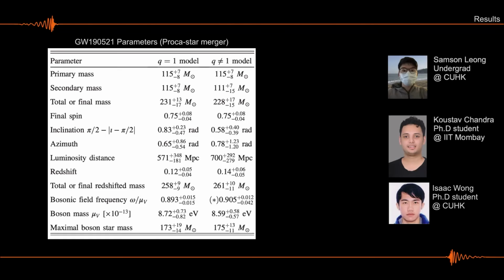And therefore, you need to place it way closer to be able to get the same signal. That reduces your redshift, and your redshift reduces your estimation, increases your estimation of the source frame total mass. The estimate for the final spin is consistent with that of LIGO.